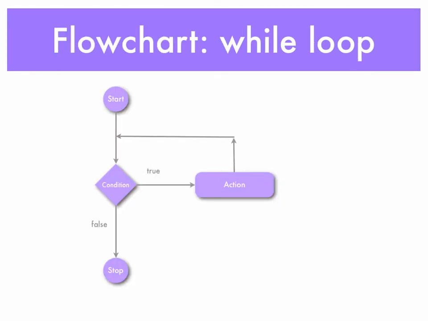Here's a flowchart of the while loop. You'll see that I test my condition. If it's true, I take the action, come back up, test again. If the condition evaluates to false, we're out.